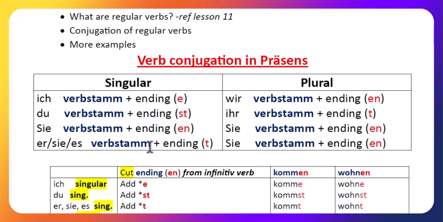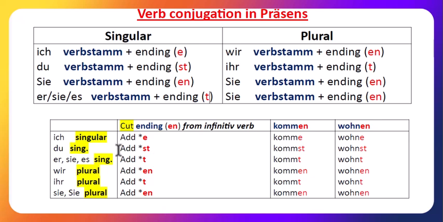The rule is to take the verb stem plus the ending. You cut the ending, and what remains is the stem. Then you come back to your table. The subject and then the ending: the things to consider are the subject and the type of verb, whether it's regular or irregular.